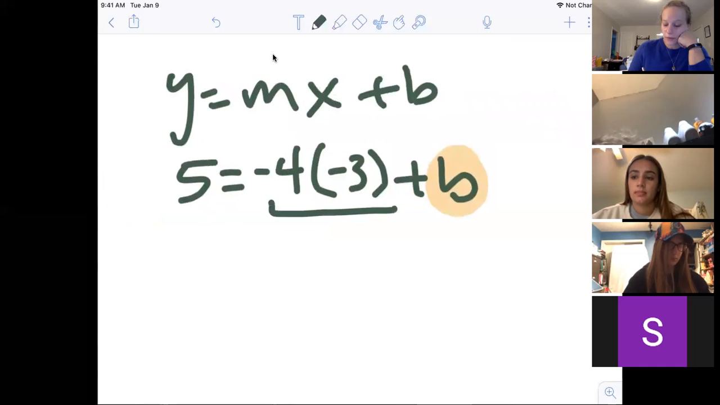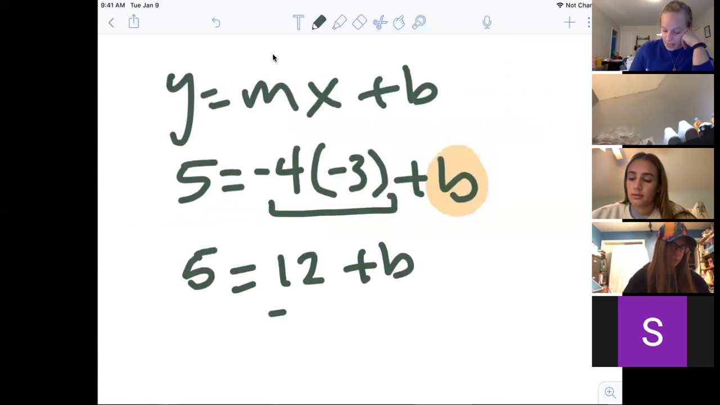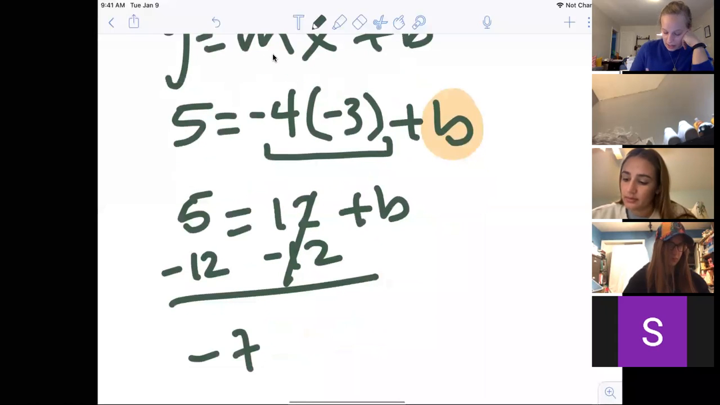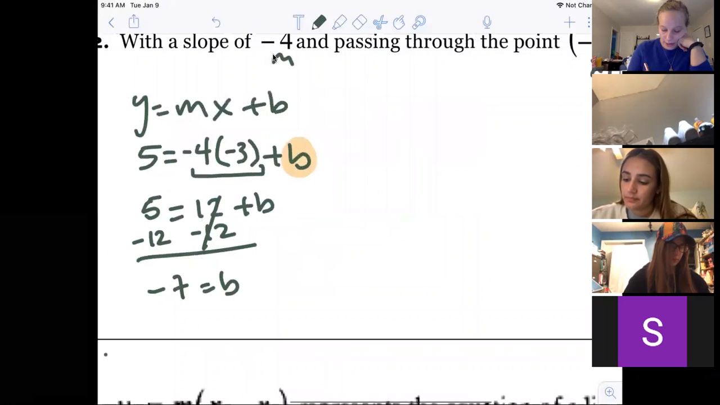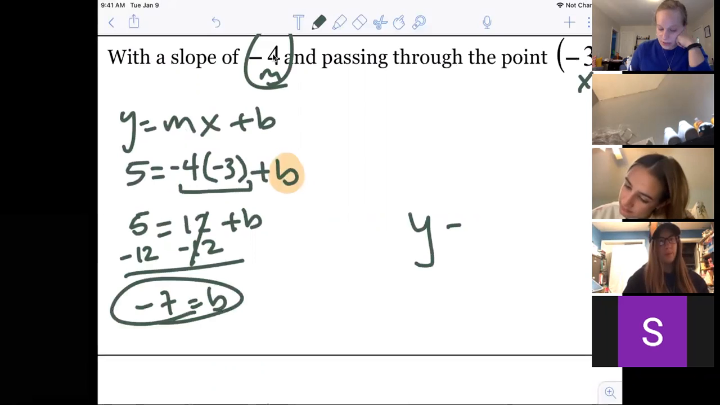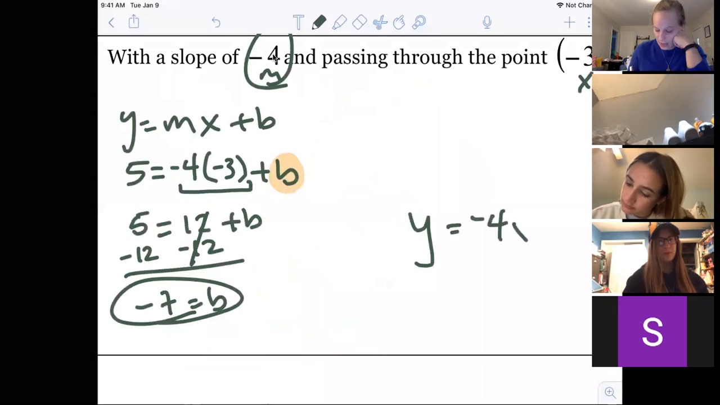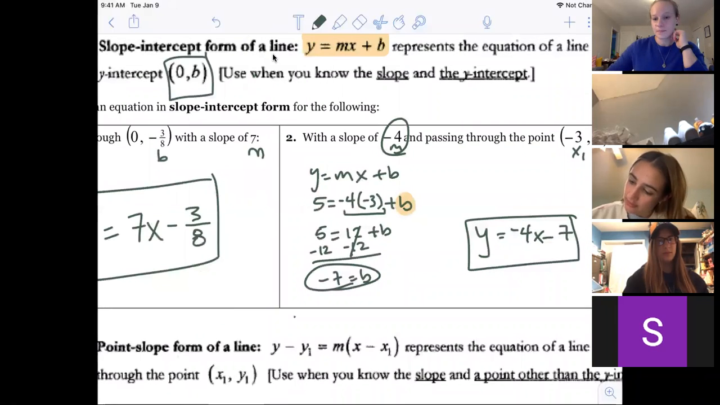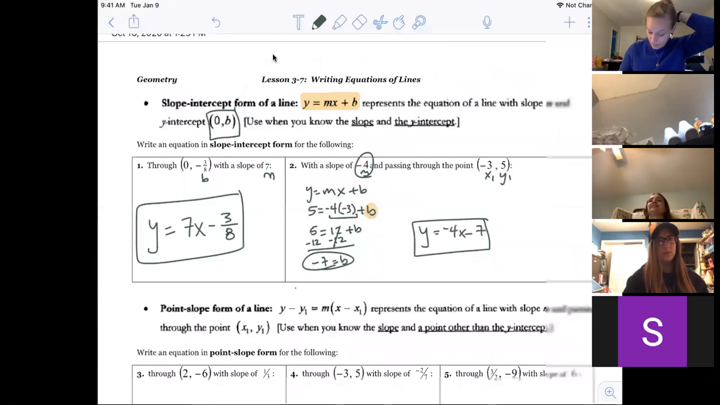I multiply -4 and -3, and I get 12. So 5 equals 12 plus b. And then I subtract 12 from both sides, and I get -7 equals b. Because now I have my m and I have my b, I'm going to plug it into my slope-intercept, y equals -4x minus 7. All right, so all of these specified that I wanted slope-intercept form, so that's why we solved that way.